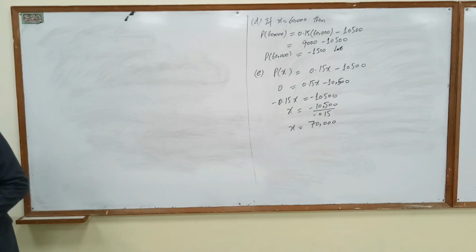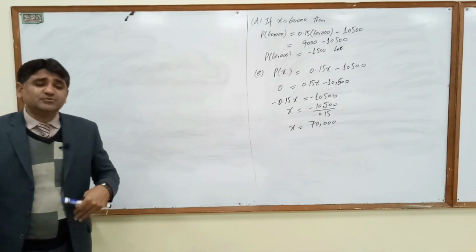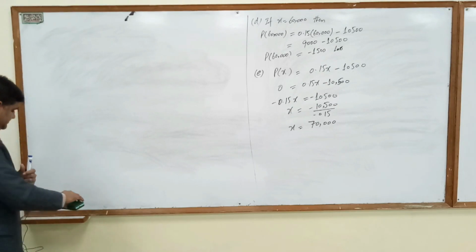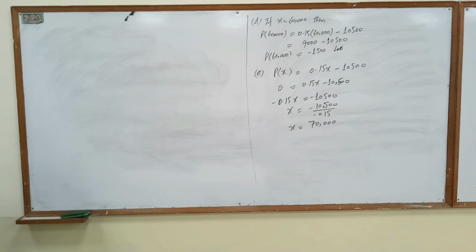Let X1 be regular, X2 be premium. So obviously we'll be having the cost of two products and plus fixed cost. Clear, students? Next. The price per gallon charged by the station is $1.299 for unleaded regular and $1.379 for unleaded premium. So the price charged per gallon for regular is 1.299 and for premium is 1.379 per gallon.